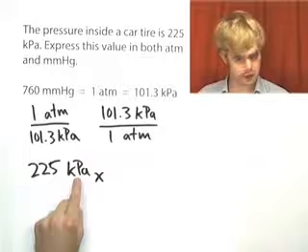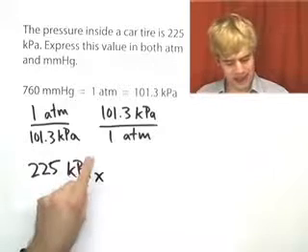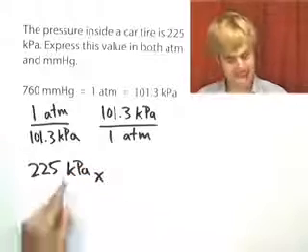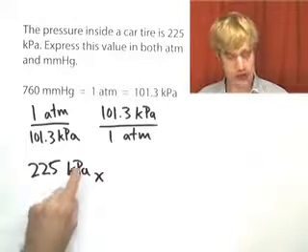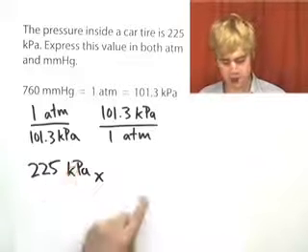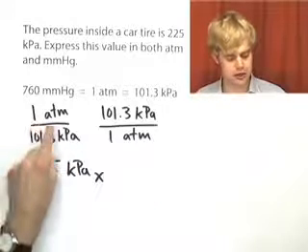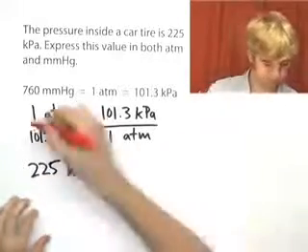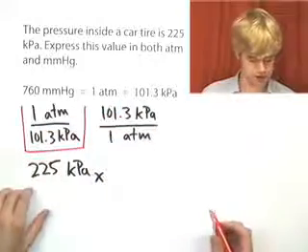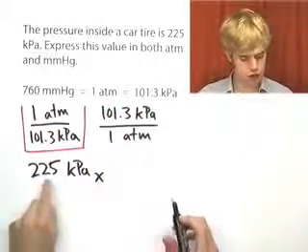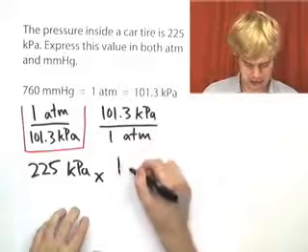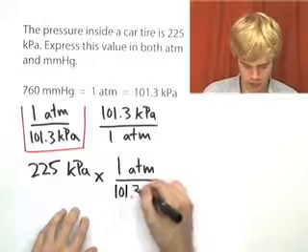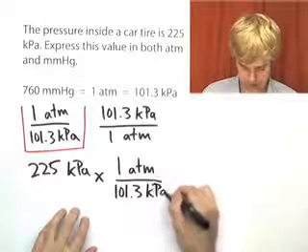Well, remember that when we do a conversion factor, we want to end up canceling out the old units and ending up with new units. We can only cancel out units if the unit is on the top on one side and on the bottom on the other side. So we're going to be using this conversion factor, because kPa is on the top up here, and it's on the bottom down here. This is the one we're going to use. So we're going to say 225 kPa times 1 ATM over 101.3 kPa.